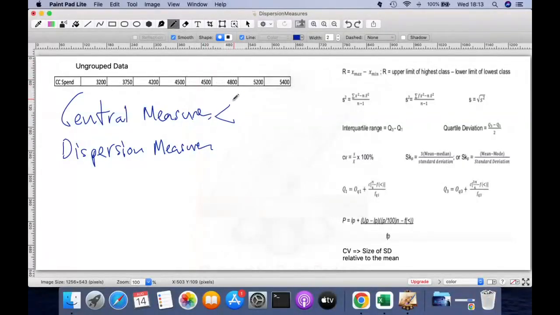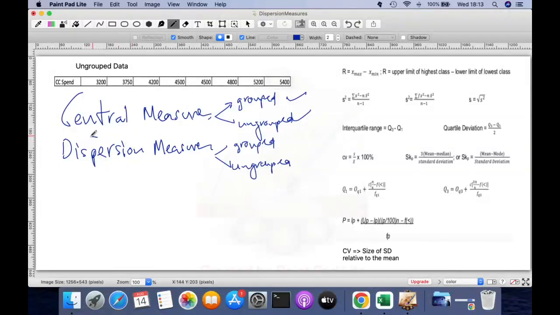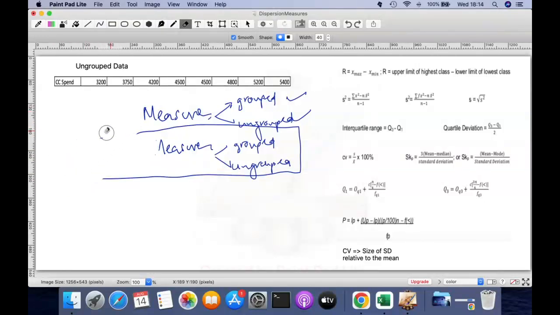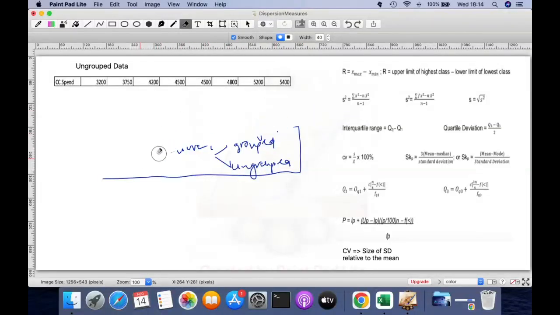For each of them, there's two types of data that you get. You get grouped and you get ungrouped. It's the same thing with dispersion measures. You get grouped and ungrouped. Central measures we covered last week, and we're going to do dispersion now, this evening. Just so we're clear on what this session is going to cover. Let's begin. I'm going to use the data that you have here on the left to illustrate it.